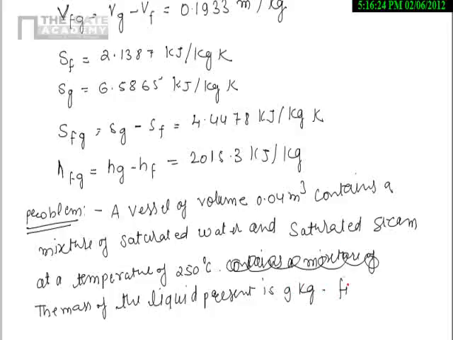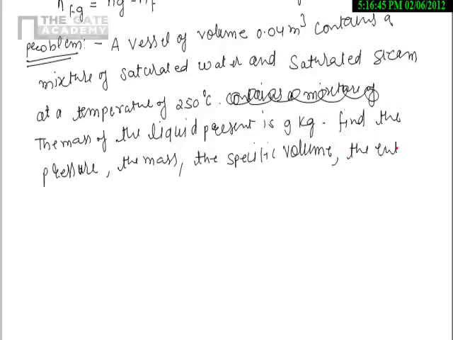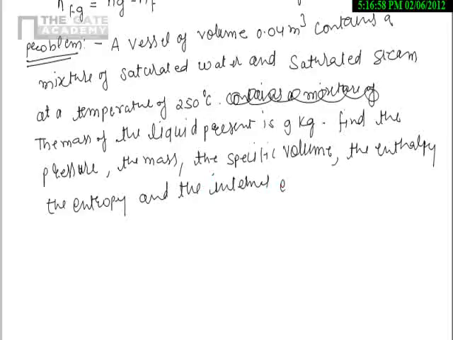Now we have to find the pressure, mass, specific volume, enthalpy, entropy, and the internal energy. So I will again repeat the problem. A vessel of volume 0.04 meter cube is given, which contains a mixture of saturated water and saturated steam at a temperature of 250 degrees centigrade. The mass of the liquid present is 9 kg. Find the pressure, mass, specific volume, enthalpy, entropy, and internal energy.